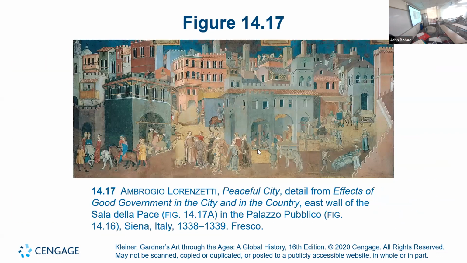And I want to do this last Lorenzetti. Ambrogio. Peaceful city, detail from the Effects of Good Government. So that's why I was going on about this emergence of a whole new class. There is a governing class. It's not the lords and the ladies and the dukes and the duchesses. It becomes where people are actually starting to run things more themselves.